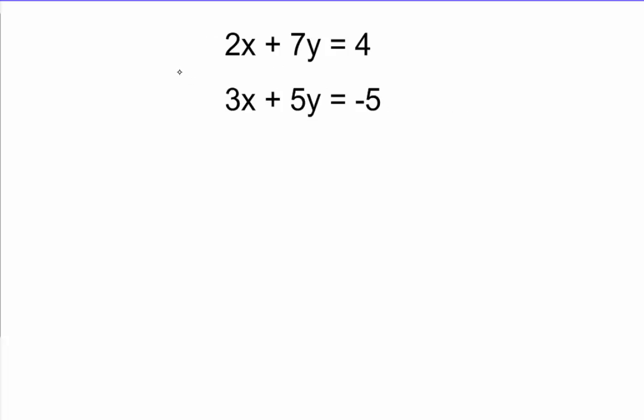Remember we said before we want to either add or subtract the two equations from each other. Now the x's, I have a 2x and a 3x. Those are never going to eliminate if I add or subtract them. And the y's, I have a 7 and a 5. They're never going to eliminate either. So we have to do a little bit of math before we can eliminate them.